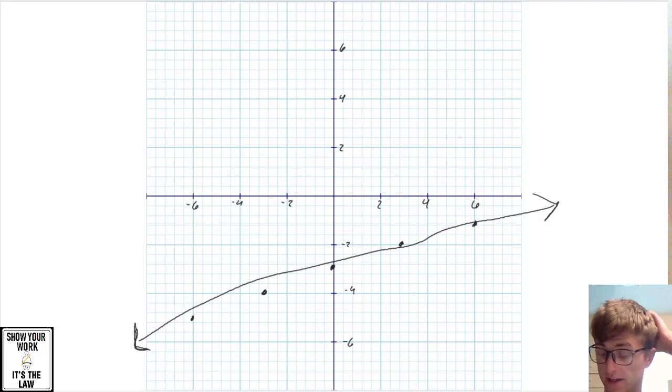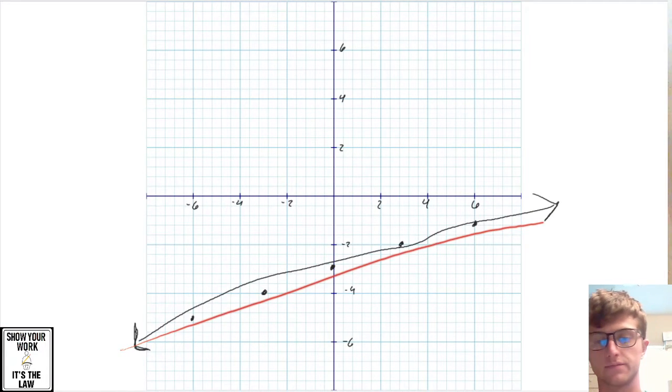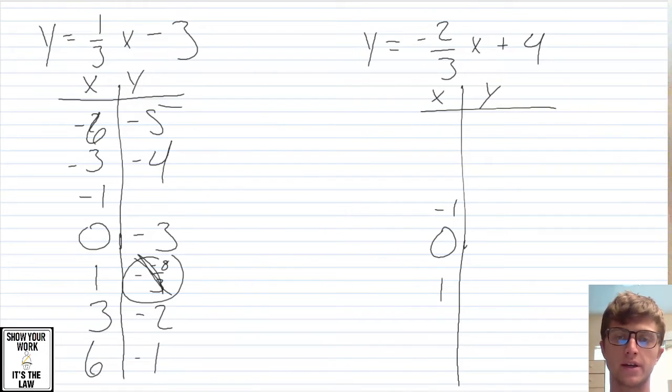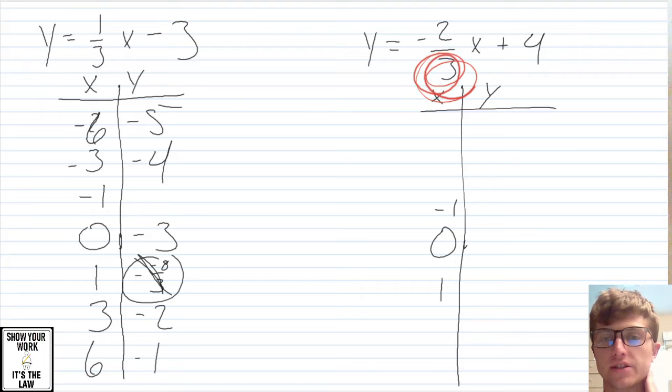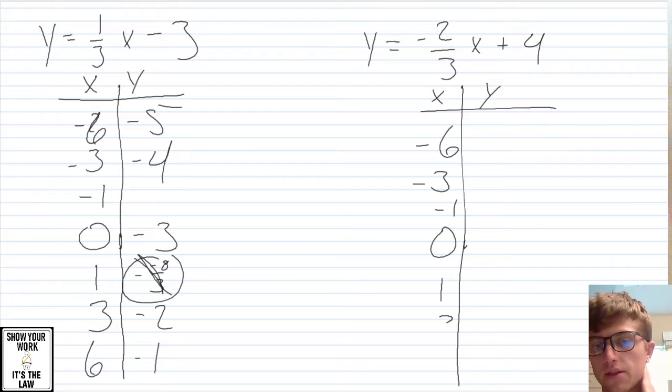But yeah, so we started with our equation, we got some of our ordered pairs, and then we graphed it. Let's do the same thing with this one over here. We have negative 1, 0, 1 set up, but we don't want to use those because we have a fraction again. So let's use some multiples of 3 again. Let's go ahead and use the same ones as before. Negative 3, negative 6, and 3 and 6.